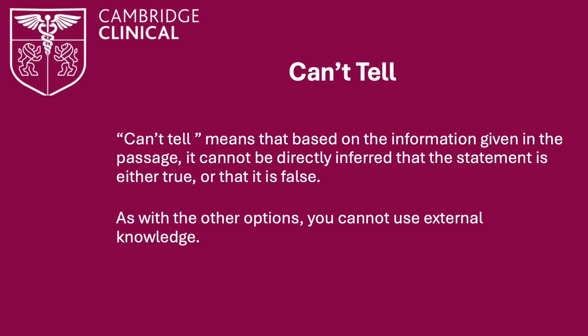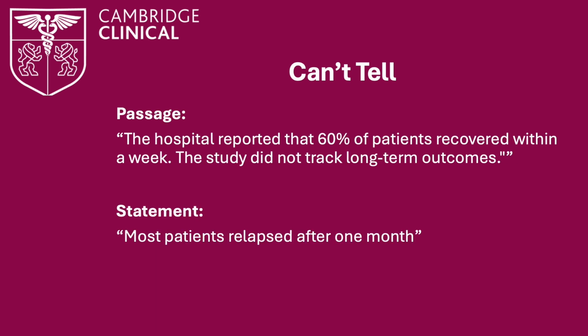Now let's move on to can't tell. Can't tell is the answer that may leave you scratching your head. It basically means that based on the information given in the text, it cannot be directly inferred that the statement is either true or that it's false. As with the other options, you cannot use external knowledge. For an example, let's go through this passage.